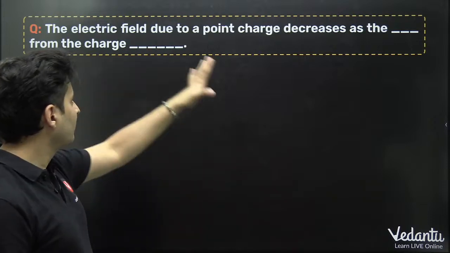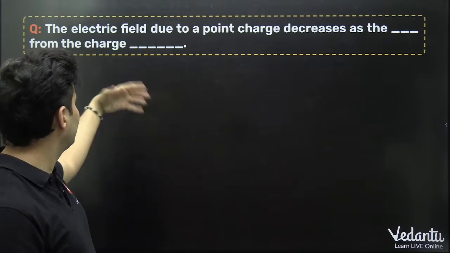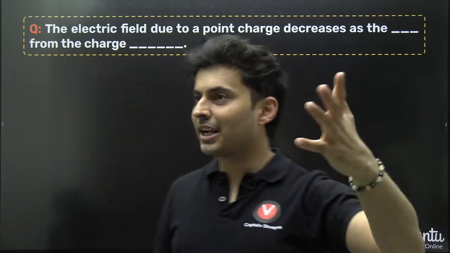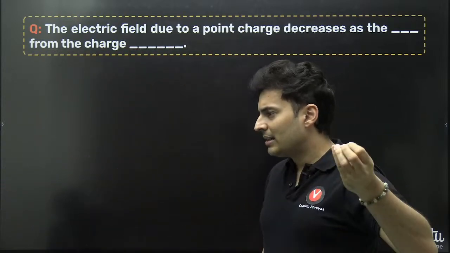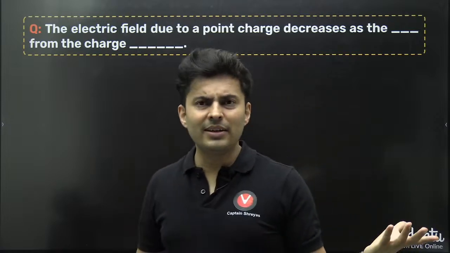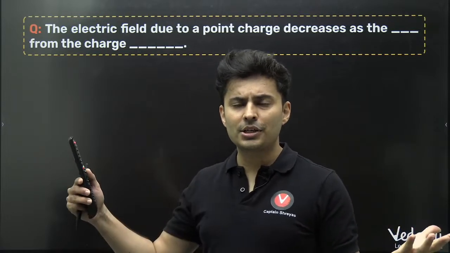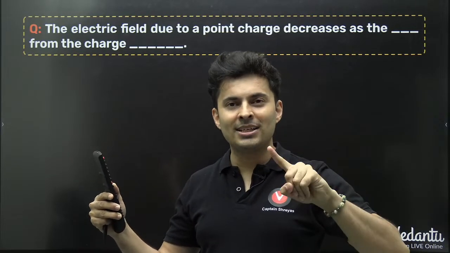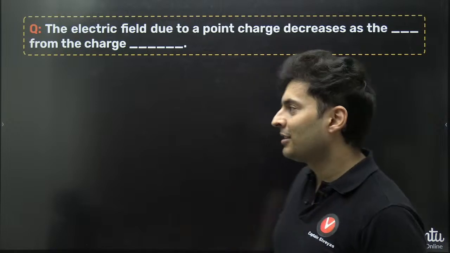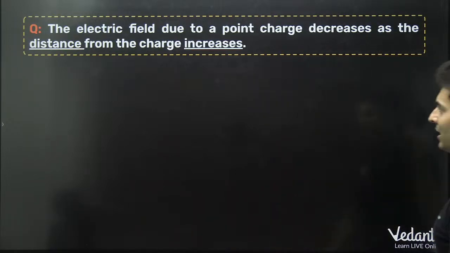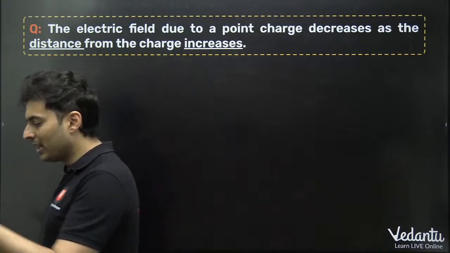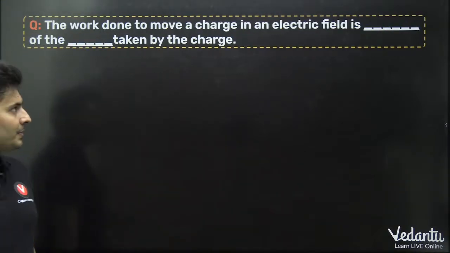Moving on. Electric field due to a point charge decreases as the dash from the charge dash. Electric field will decrease. How will the field decrease? Due to a charge, you go away from it. That means the distance from the charge is increasing. You are going away from it. That's why the distance from the charge is increasing. That's how the field will slowly reduce.